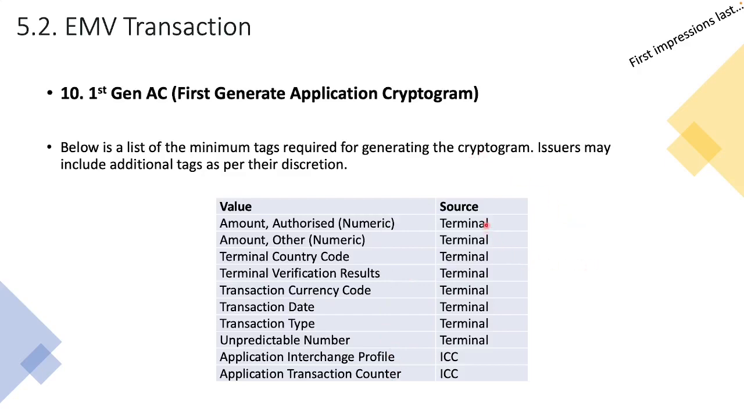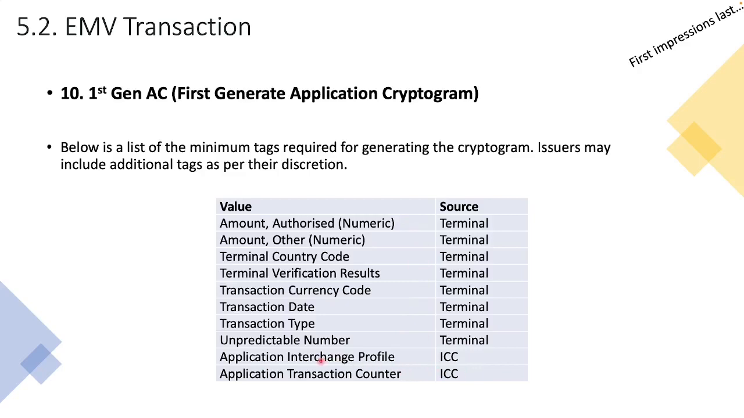Okay, you'll see that 8 of them come from the terminal. So it's the amount of the transaction. It is an amount other than, if it was a purchase with cashback transaction, you'd have an amount authorized and the amount other separating the purchase from the cash value. The terminal country code, the TVR, the currency code of the transaction, date and transaction type. And remember the unpredictable number we spoke about many videos back, which the terminal will generate during every transaction. So all of these items are used to generate the cryptogram, and these are sourced from the terminal.